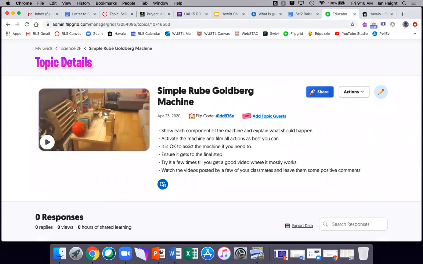Again, I've posted a video of the simple machine that I made. This is the same video you watched in a previous lesson, but I would like you to basically imitate what I did. Put together a simple machine that contains at least 4 or 5 different objects interacting in different ways.